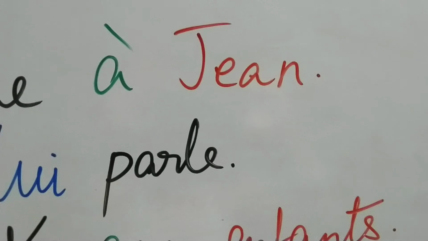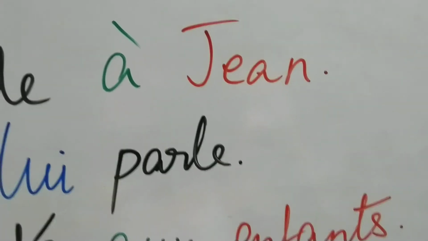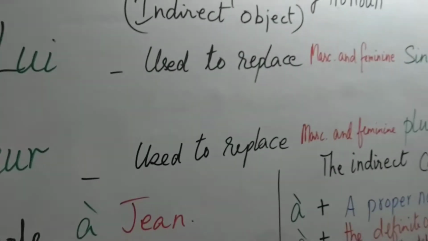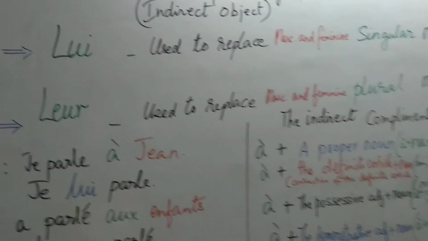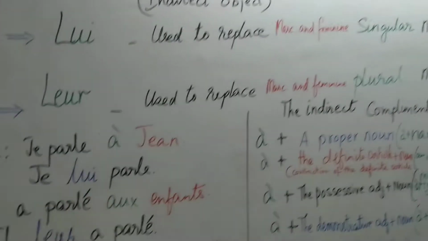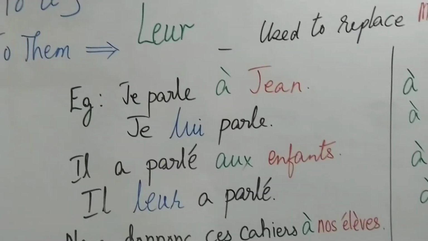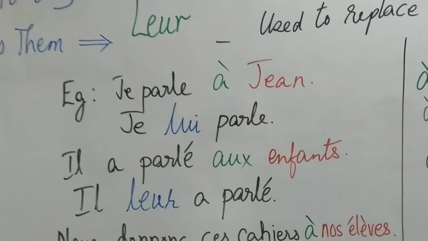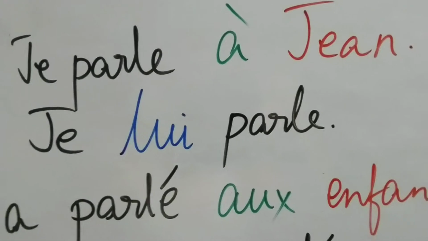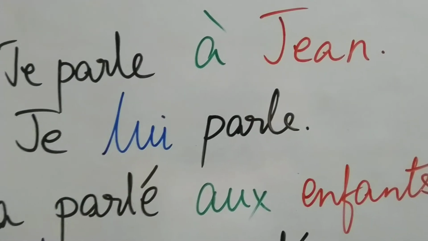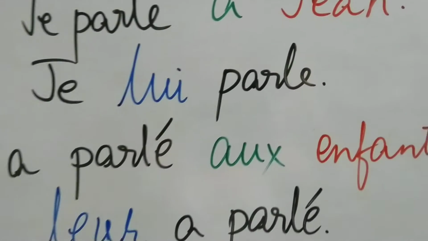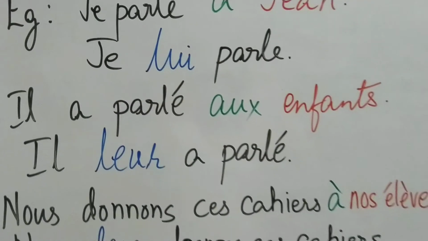À plus Jean. Jean is masculine singular. Therefore, all masculine singular nouns will be replaced by lui. Lui will replace all masculine and feminine singular nouns. Here Jean is singular, therefore it will be replaced by lui. So, je parle à Jean will become je lui parle. And lui and leur, which is the indirect complementary pronoun, is always used before the verb or in front of the verb.